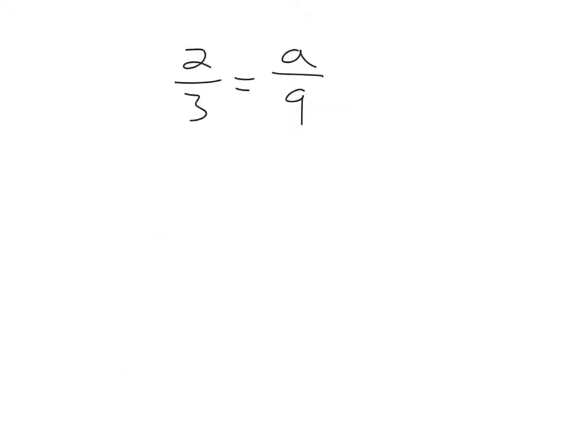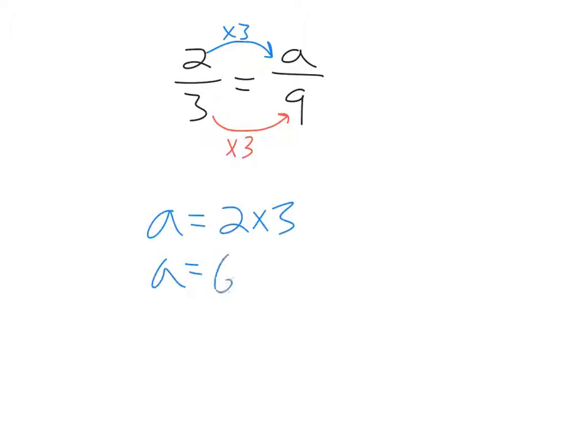Here we have another proportion. We've got 2/3 = a/9. Again, what do we multiply 3 by to get to 9? Well, we multiply it by 3. So I need to multiply the top number by the same thing. So a is going to be equal to 2 times 3, which gives me 6.